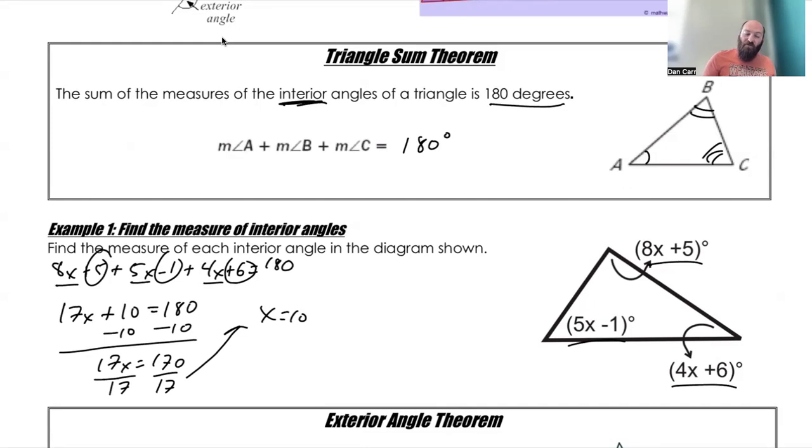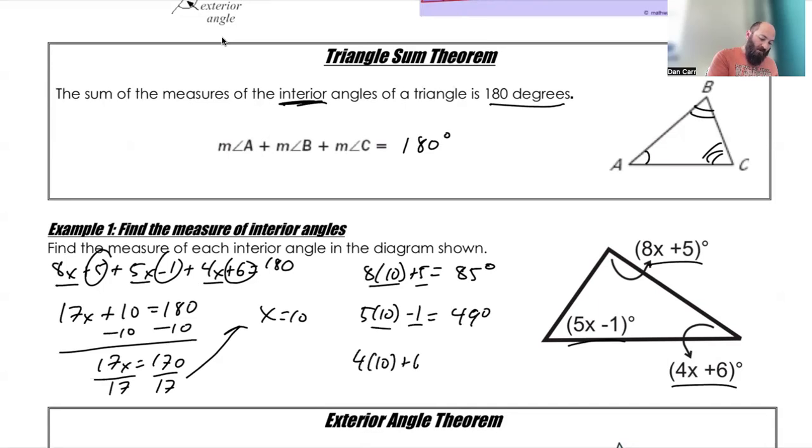It says find the measure of each interior angle. So that's going to be 8 times 10 plus 5, which is 80 plus 5, giving me 85 degrees there. 5 times 10 minus 1, which is 50 minus 1, is going to give me 49 degrees. And finally, 4 times 10 plus 6 is 40 plus 6, which is 46 degrees.